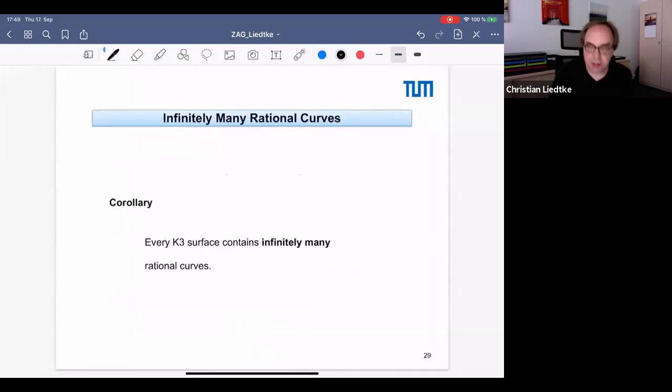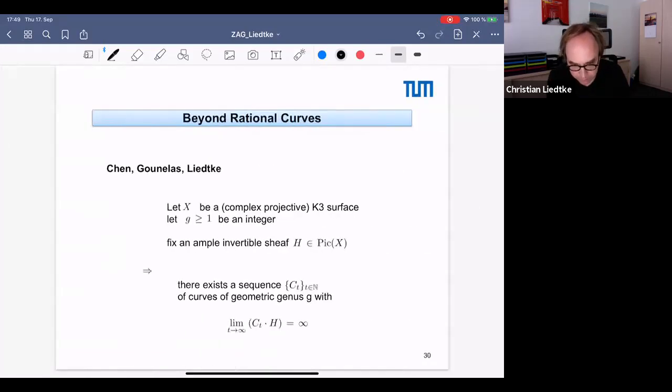So let me mention that there is one more application of this technique. Namely, we are not bound to rational curves. We can also move around curves of higher genus. This has to do with regeneration. What we can show, of course, I'm not sure whether this was ever a conjecture or whether people were interested in it, but we can just prove it on the way.